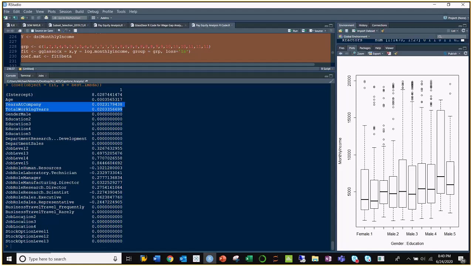It also dropped business travel, job location, stock option. So a much simpler model that is going to explain our output a lot better ultimately. Because what we really end up with is 4 variables: years at company, total working years, job level, and job role.